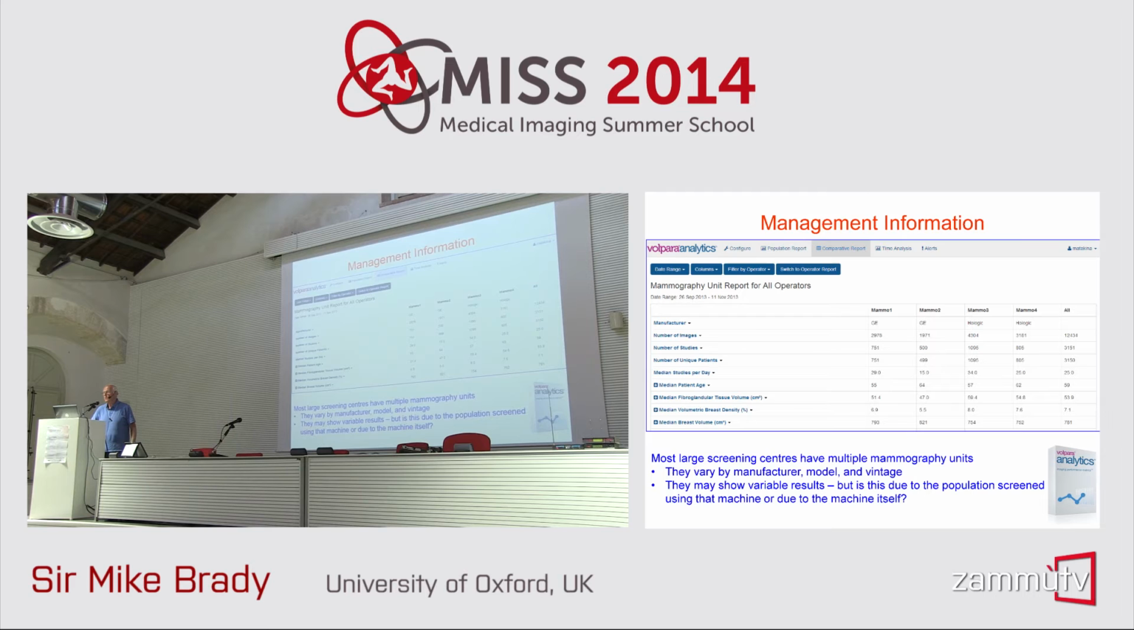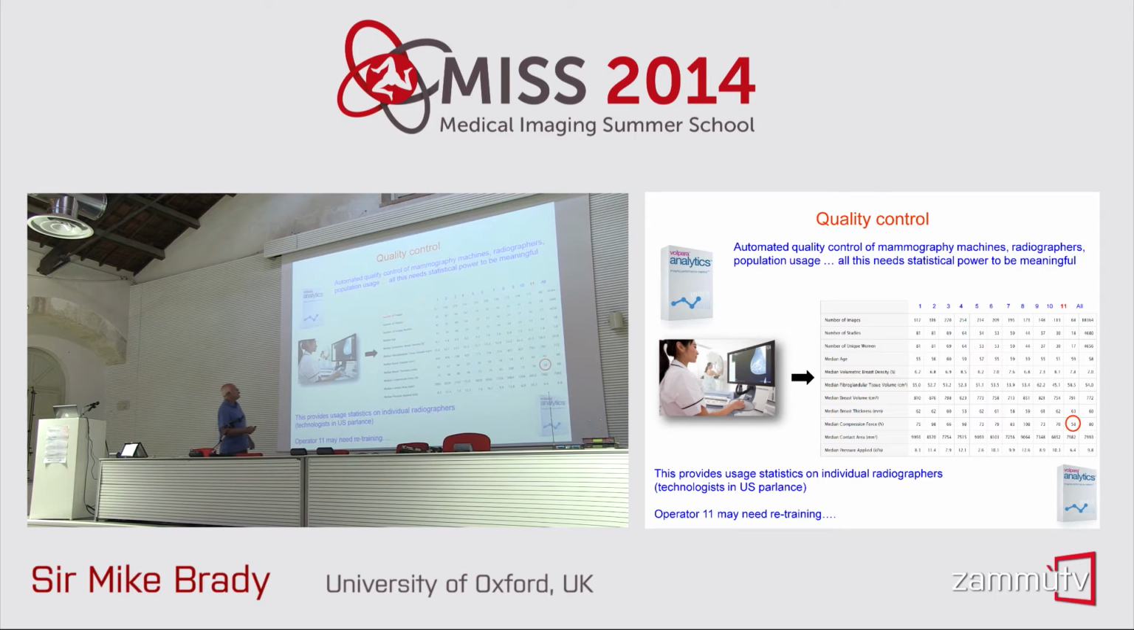So here's one example for quality control, where we have 11 different radiographers doing mammograms in a clinic. Down here, we take the number of images, the number of studies, the number of different women, the median age, etc. We take all this kind of stuff, including the pressure applied, the median contact area, compression force, breast thickness. And you look at all of these numbers, and one number leaps off the page. It's this one. This radiographer is not compressing the breasts sufficiently, which means that the glandular dose being given is too high. So she's actually not doing a good job for those women. This system can automatically report back saying, this radiographer, number 11, needs additional training.